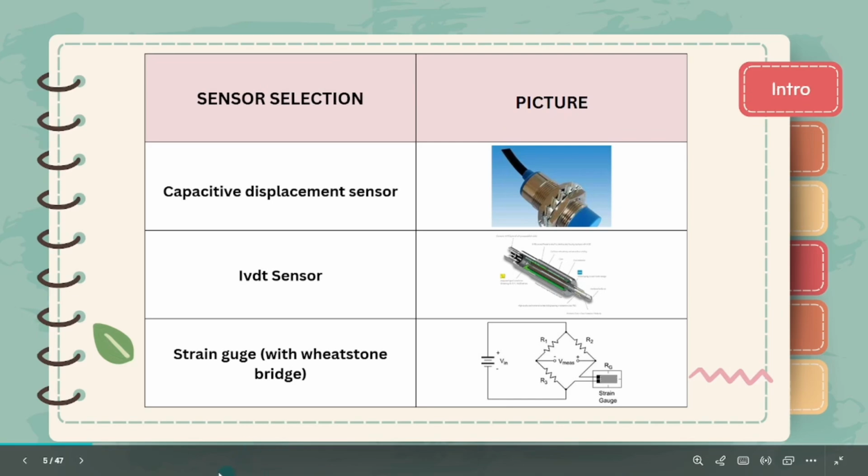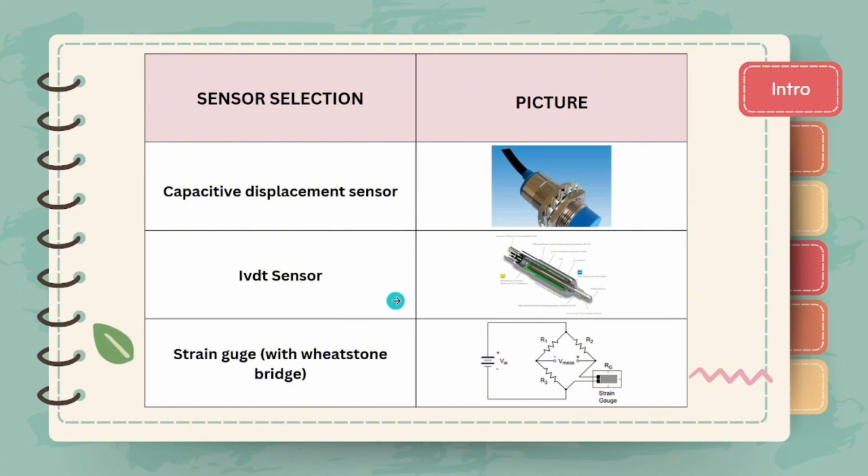The next one is LVDT sensor. LVDT stands for linear variable differential transformer. It is used to measure linear displacement, which is straight line movement. It is best for medium to large displacement, with very high reliability, and most industries use this for their measurement as it is very accurate, very stable, and has a very long lifespan. As for the cons, it needs AC excitation and signal conditioning.